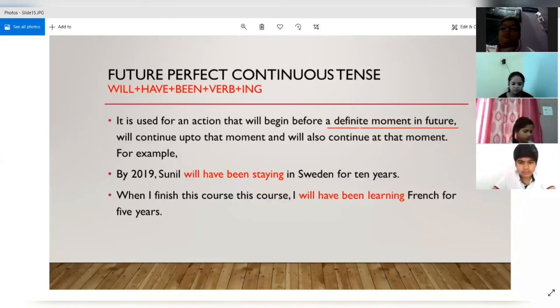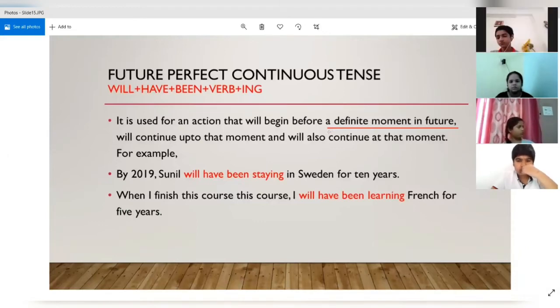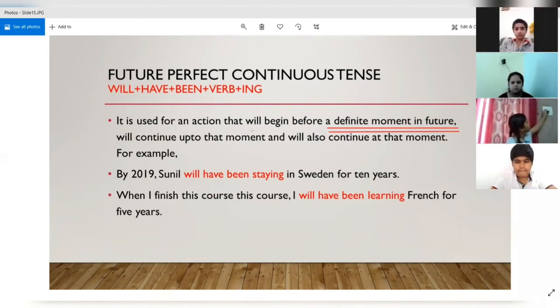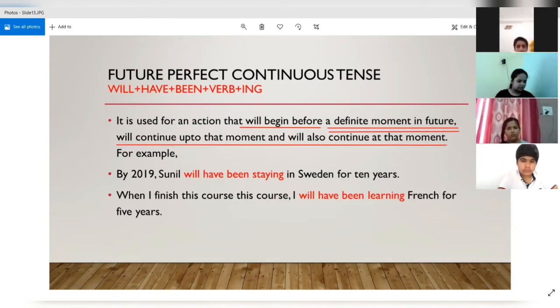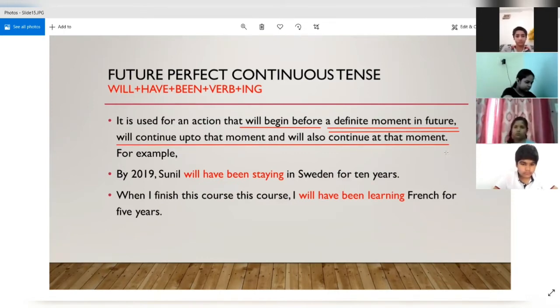All right. So because in the future perfect also it was a definite moment in future, here also we are providing a specific or definite moment in future. But in the future perfect case, the action was completed before this definite moment, right? The action was already completed. But in this case, that action will begin before that definite moment and it will continue up to that moment. And it will also continue at that moment. So the action will start before and will keep going on up to that moment.